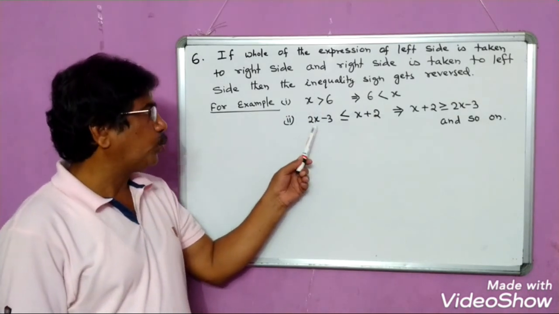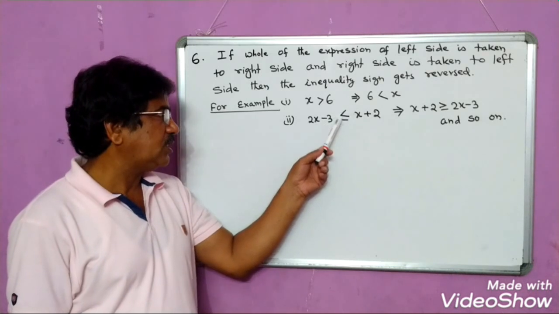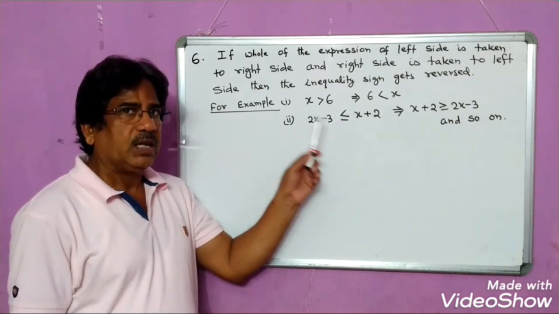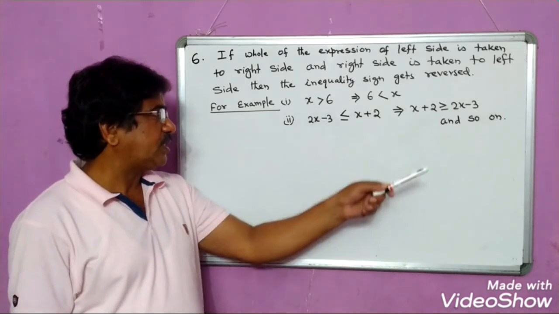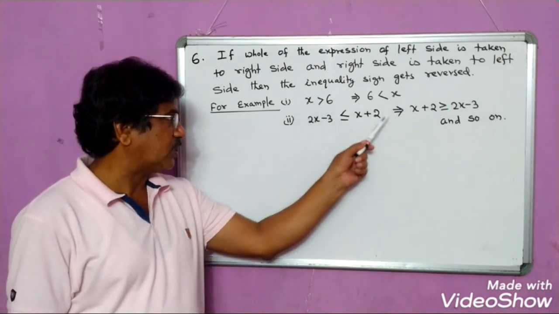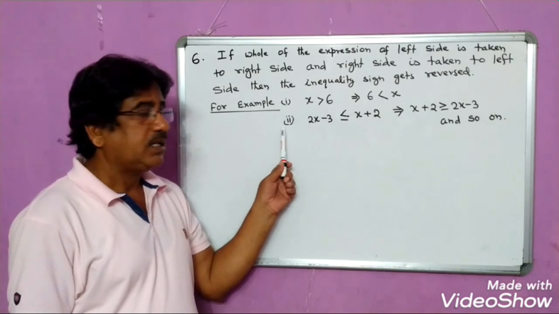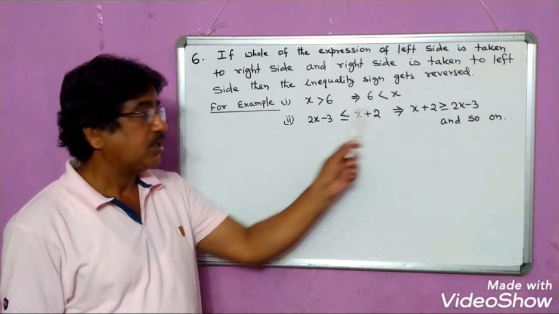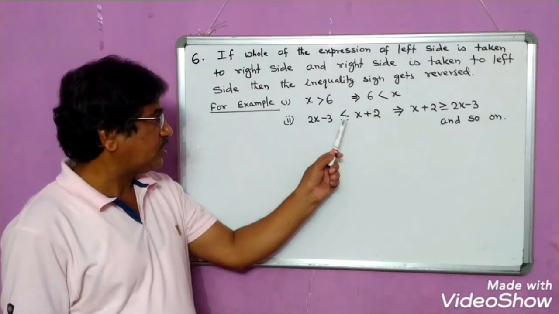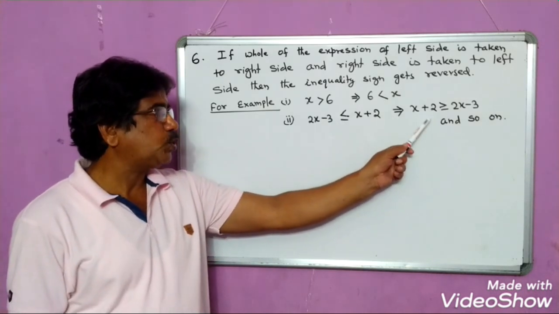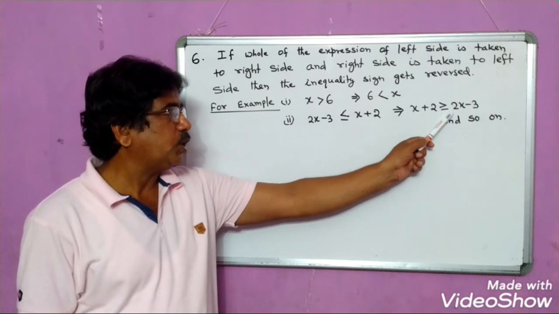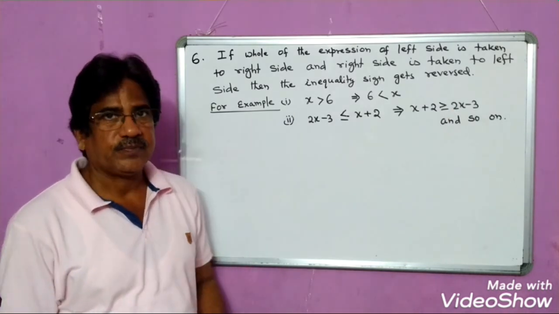Take another example. 2x minus 3 is less than or equal to x plus 2. Now if I take the whole of this expression to the right side and the whole of this expression to the left side, then the inequality sign will change. It means 2x minus 3 is less than or equal to x plus 2. This implies that x plus 2 will be greater than or equal to 2x minus 3, and so on.